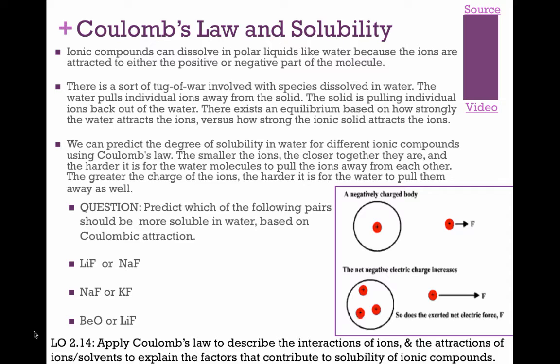So this says, predict which of the following should be more soluble in water. When you dissolve something in water, if it's going to be more soluble, does that mean it's easy or hard to pull apart? Easier to pull apart. All right, so you want the size of the ions to be bigger. So I want you guys to see if you can answer these three. You're comparing Li and Na, Na and K, and BeO and LiF.